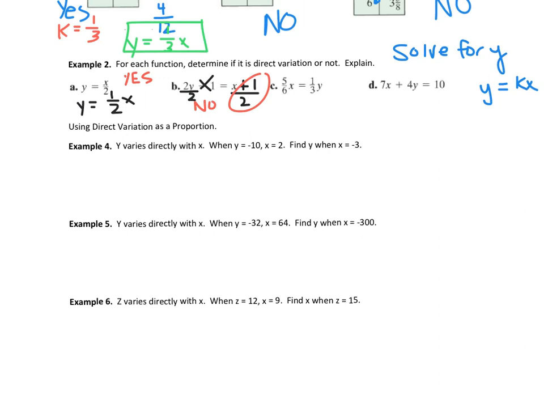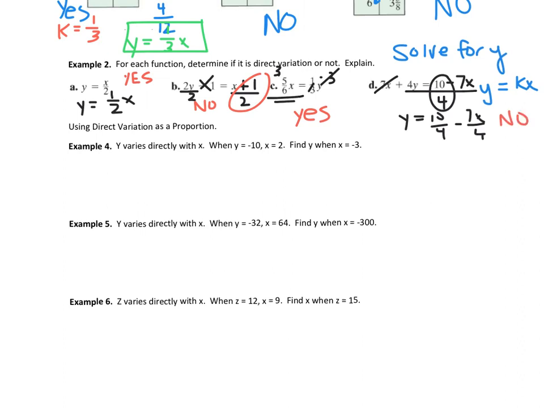Okay, over here I can solve for Y by multiplying both sides by 3. I can tell that there would be a y-intercept of 0. So if the y-intercept is 0, yes, it's direct. And then letter D, if I solve for Y, I'm going to subtract 7x and then divide by 4. So Y equals 10/4. So 10/4 would be your y-intercept. Since the y-intercept doesn't equal 0, it's not direct variation.